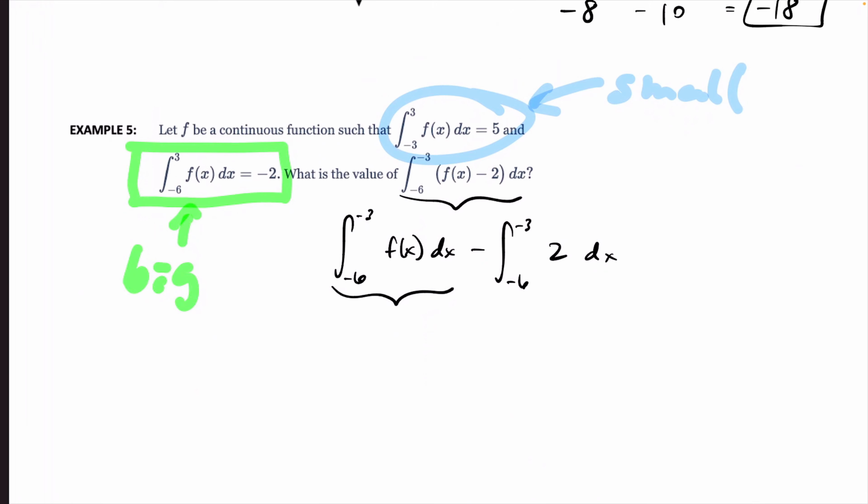So what that question is asking, what's the area of that piece there? This slice here, the one that's not doubled. That's what it's asking. So just like you guys said, it's the big minus the small, right? In other words, -6 to 3, that's the green. So -2 minus the piece, right? -3 to +3, which is 5.